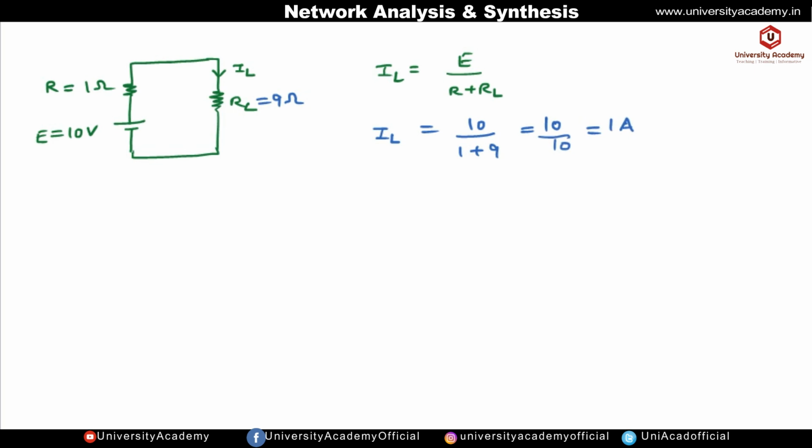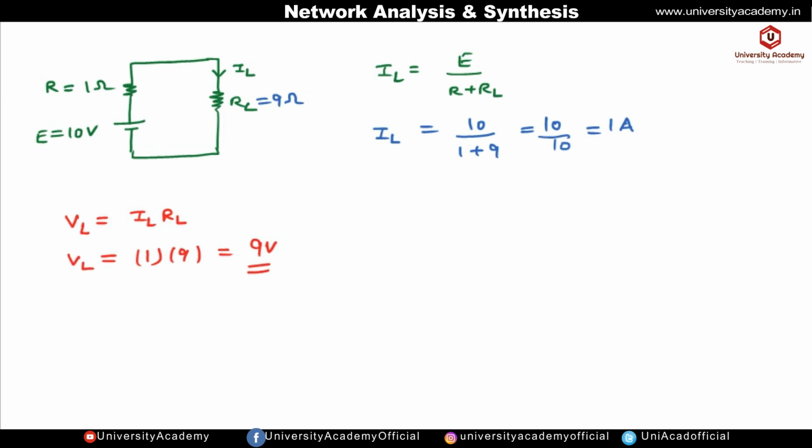Also we have to find out the voltage across this load resistance. Then VL is given by IL into RL. So IL is 1 ampere and the load resistance is 9 ohm. So the voltage across the load we are getting is 9 volt.